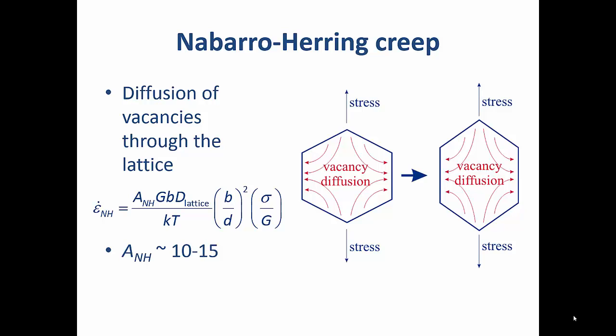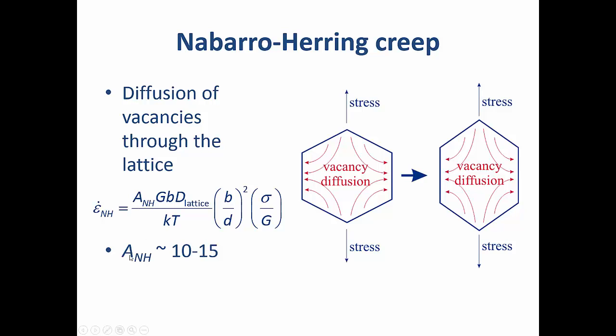I will now look at the mechanisms in a little bit more detail, starting with Nabarro-Herring creep. This involves vacancy diffusion through the bulk of the lattice, shown schematically here with an initially hexagonal grain, which clearly remains hexagonal but becomes elongated as vacancies diffuse from this relatively high stress region to a lower stress region here. And in this case, the generalized equation becomes the form shown here.